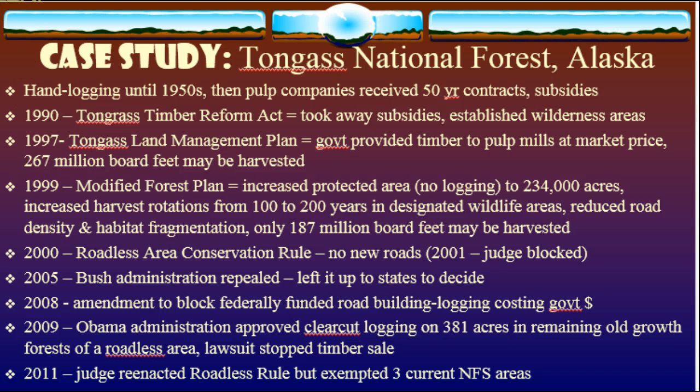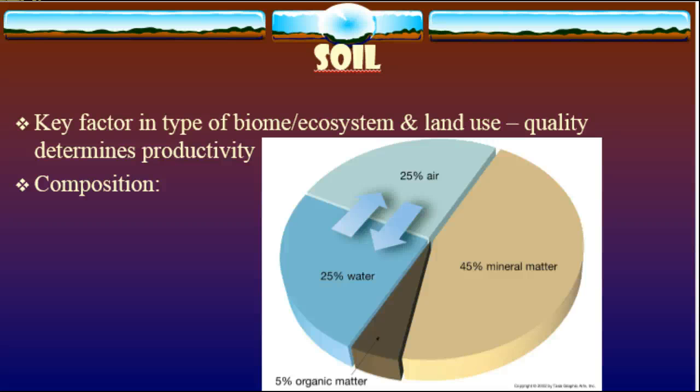Alright, now we're going to switch gears a little bit, and we're going to go from talking about our forests to talking about something that's supporting not only the forests, but all of our different types of ecosystems, and that would be our soils. This is really the basis for land use, because the soil type is going to determine the ecosystem type.